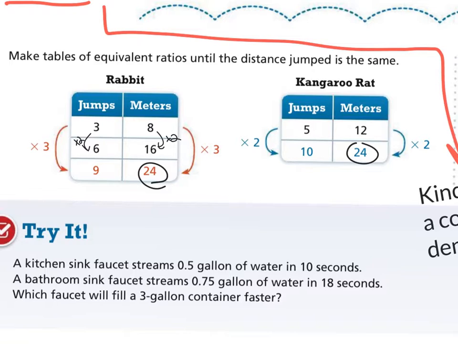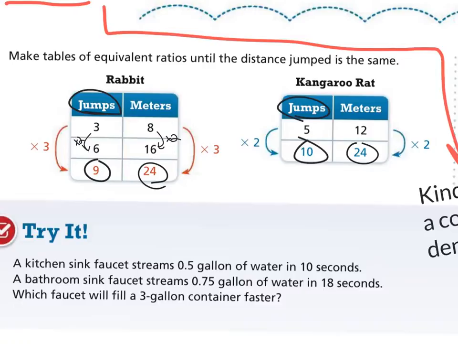So we can see that the rabbit is jumping a little bit more per jump, and that would be also where we could say, to get the same distance, the rabbit could jump 9 times and the kangaroo rat could jump 10 times.